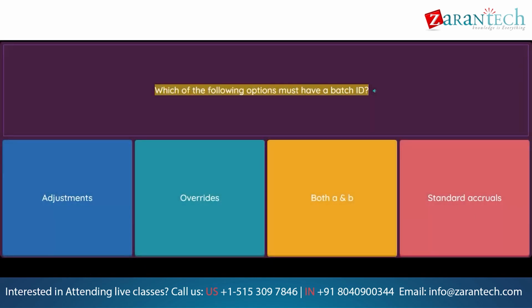Question: which of the following options must have a batch ID? Option 1 adjustments. Option 2 overrides. Option 3 both A and B. Option 4 standard accruals.